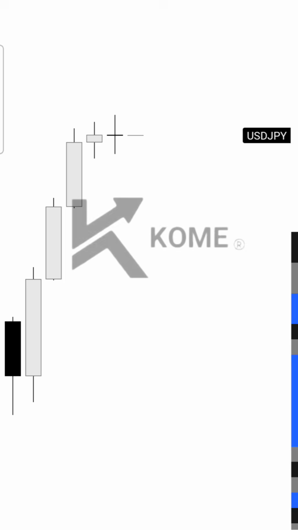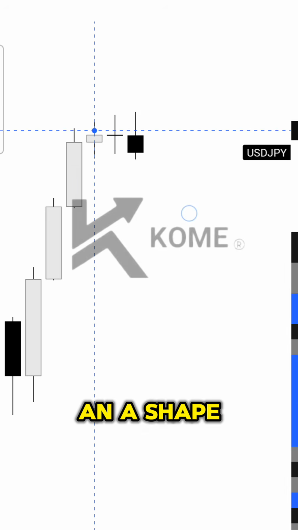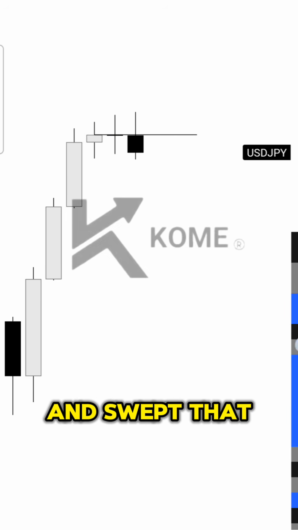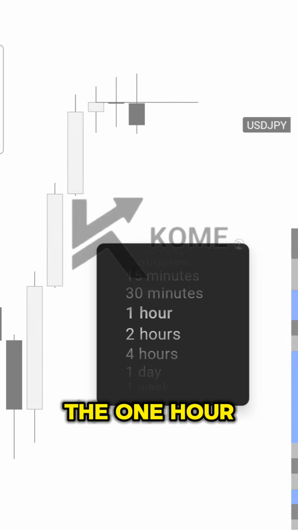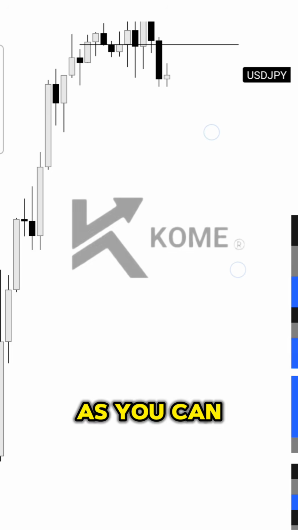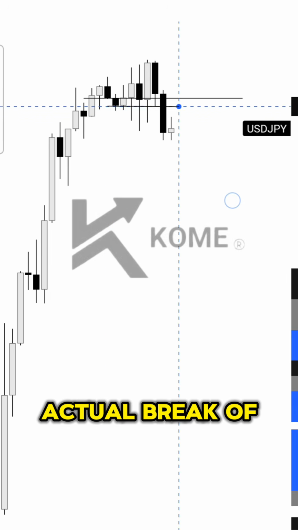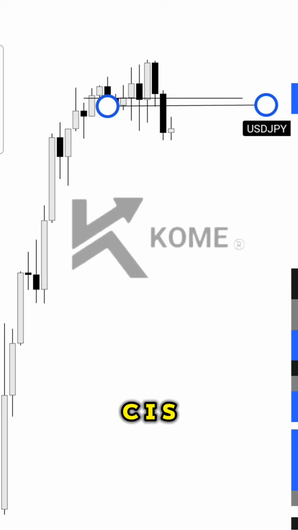So as you can see, we have a V shape, an A shape rather. We had an A shape here, and price came and swept that particular zone. So we can confirm this on the 1-hour time frame, and on the 1-hour time frame, as you can see right there, we have a break of structure here. So this is our actual break of structure, and we'll call that CISD.